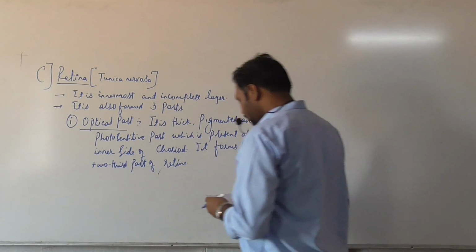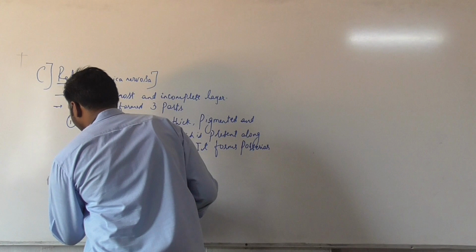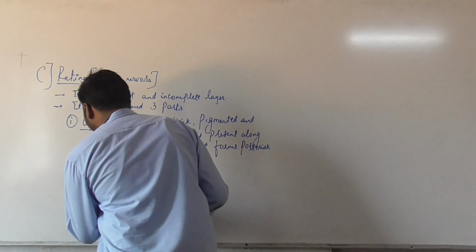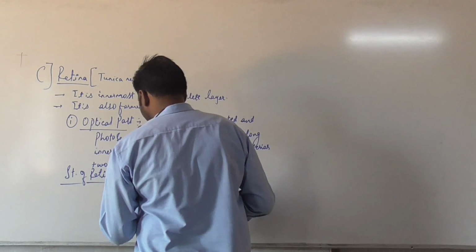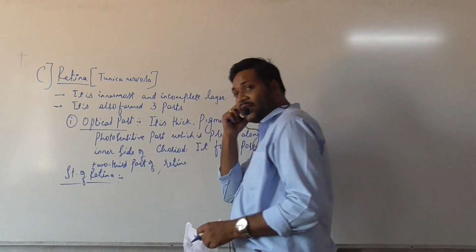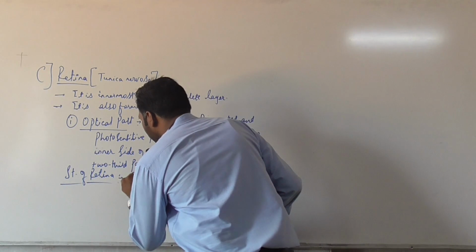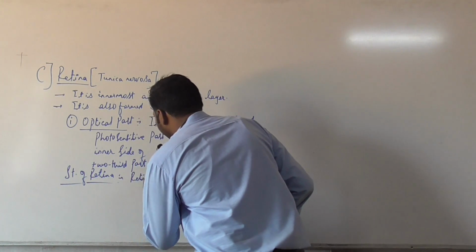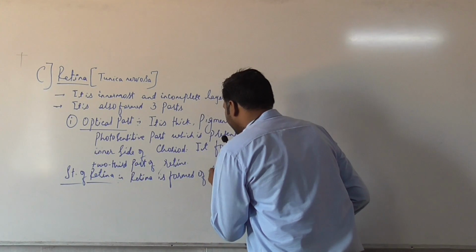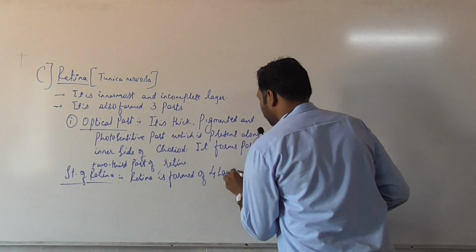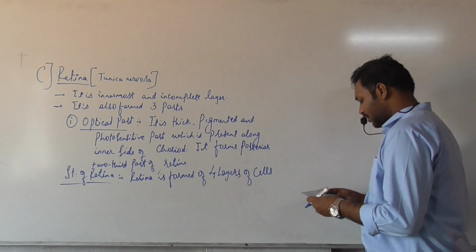The next is the structure of retina. Now, what exactly is the structure of the retina? Retina is formed of 4 layers of cells.